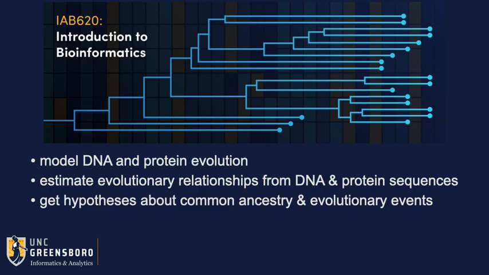And then this course, using the first book I mentioned, also teaches how to get hypotheses about common ancestry and the evolutionary events. So you can't have an evolutionary tree without assuming common ancestry, which is a reliable assumption when we're dealing with the recent past, such as looking at different variants of the virus behind COVID. And we could also, if we make that assumption of common ancestry, extend it into more distant past.